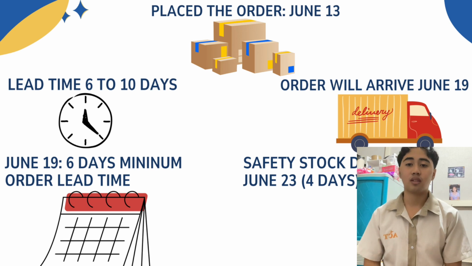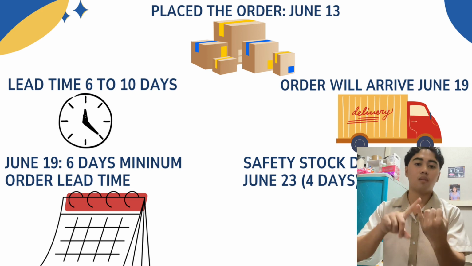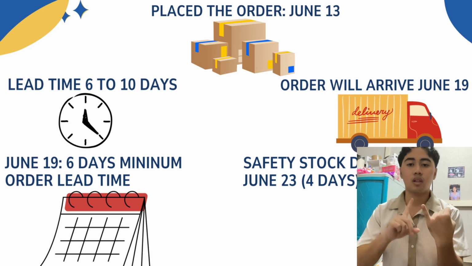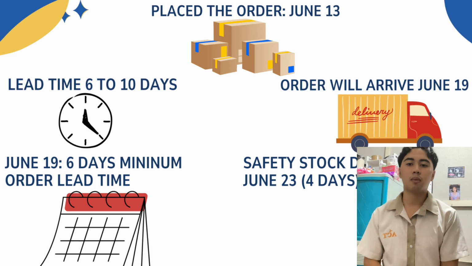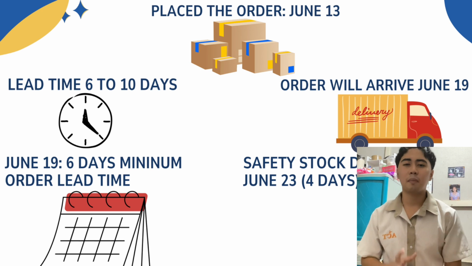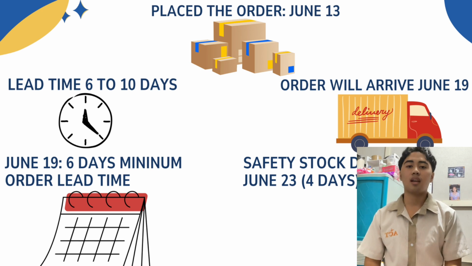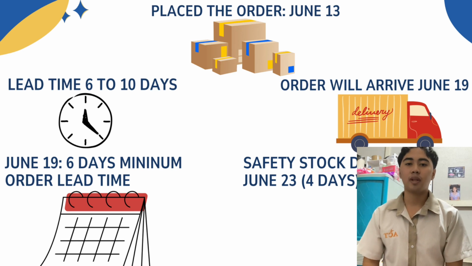So place the order on June 13, and then the lead time is 6 to 10 days. That's why the order will arrive on June 19. So 13, 14, 15, 16, 17, 18, 19. So muna itong minimum days, diba? So 6 to 10 days. So June 19, 6 days minimum order lead time. So the safety date is ang June 19 to June 24. So dapat sa June 19 to June 23 kay expected na mabot na itong order, which is 4 days. And that's all for the ROP report.